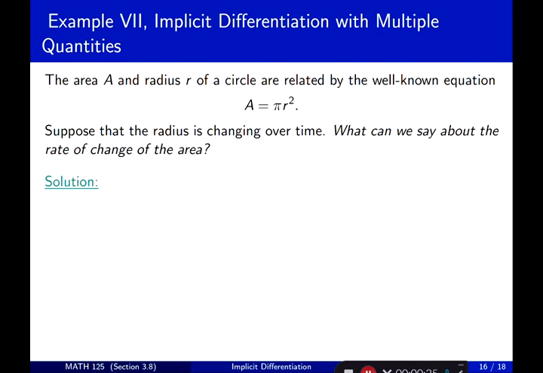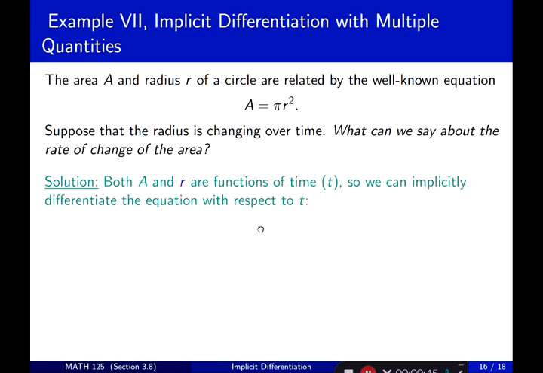Again, we're bringing this back because this is somewhat an implicit differentiation, and you see it over and over again, and you see a lot of it in 3.10. And so what is happening is that both A and r are functions of time, and we can implicitly differentiate the equation with respect to t. So let's do that. The left-hand side is going to be dA/dt.